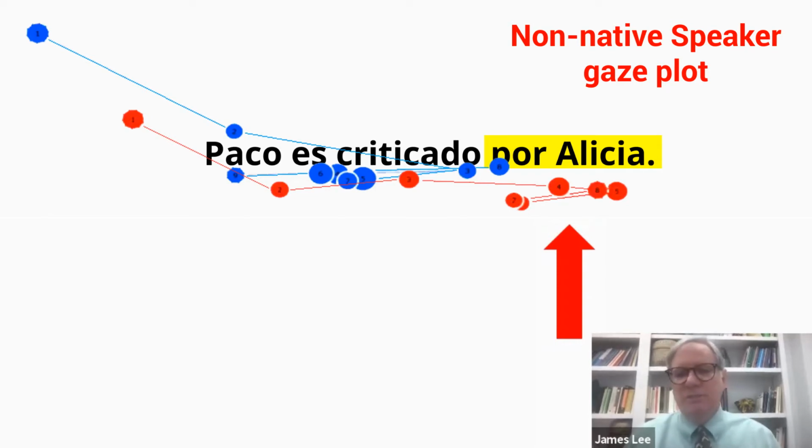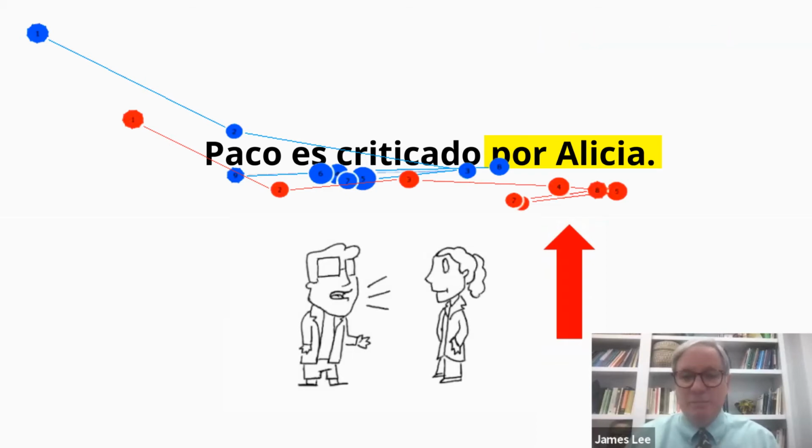With only one fixation on the verb, the only information that the non-native speaker can get from that is the meaning of the verb, criticize. The problem with all of this is that when it comes time to interpret the meaning of the sentence, the non-native speaker is going to resort to using word order: Paco, criticize, Alicia. And the tendency is going to be for non-native speakers to select this picture, that Paco is the person who is criticizing Alicia. The problem, they have misinterpreted the sentence. This is not optimal processing.